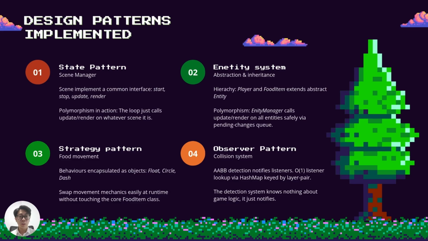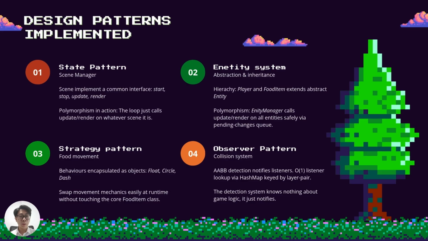The second system is the Entity Model. Every object in the game, the player, and all food items, is an entity. The Entity Manager loops through all active entities and updates and renders them without needing to know their specific type. This again uses polymorphism through a shared base class. To ensure safety, we use a pending changes queue, so entities aren't added or removed mid-loop, preventing concurrent modification exceptions.